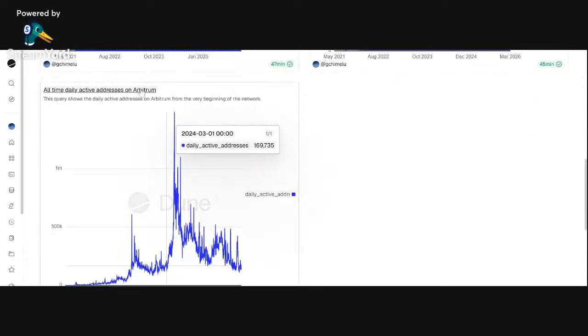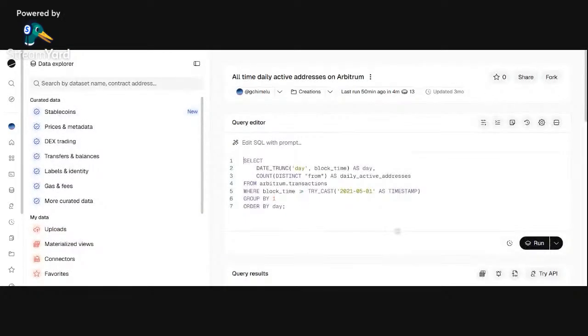So now let's go to the last one, the all-time daily active addresses on Arbitrum. This one too is very simple. It was that one that I had to do the query that was very complicated. So we have the counting of daily addresses. I wanted it to be distinct because I did not want to have duplicate addresses. You do not want duplicate addresses. So that's why I made it distinct from Arbitrum transactions, where I got my transactions and my block time.